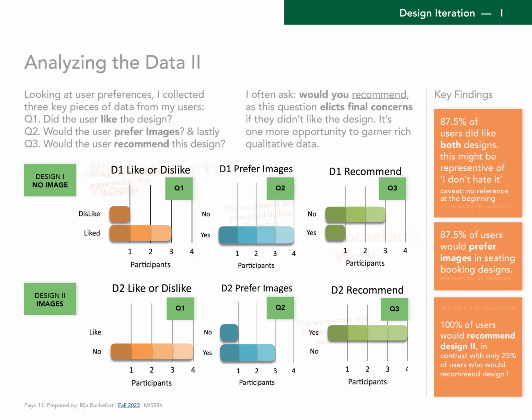So what I found with my qualitative data was that 87.5% of the users did like both designs. 87.5% of users would prefer images in seating booking designs, and then 100% of the users would recommend Design 2, in contrast with only 25% of users who would have recommended Design 1, which is currently in play.